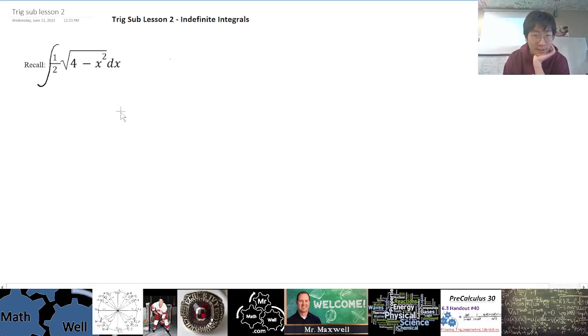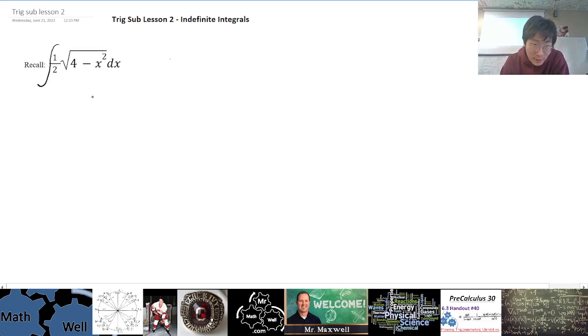All right, so last lesson we talked about trig substitution and definite integrals. Today's lesson is trig sub with indefinite integrals. So let's go back to the first example from the last lesson, which was the integral of 1/2 root 4 minus x squared dx. Of course, in that lesson we had bounds, but since we're talking about indefinite integrals today, we're just not going to have those.